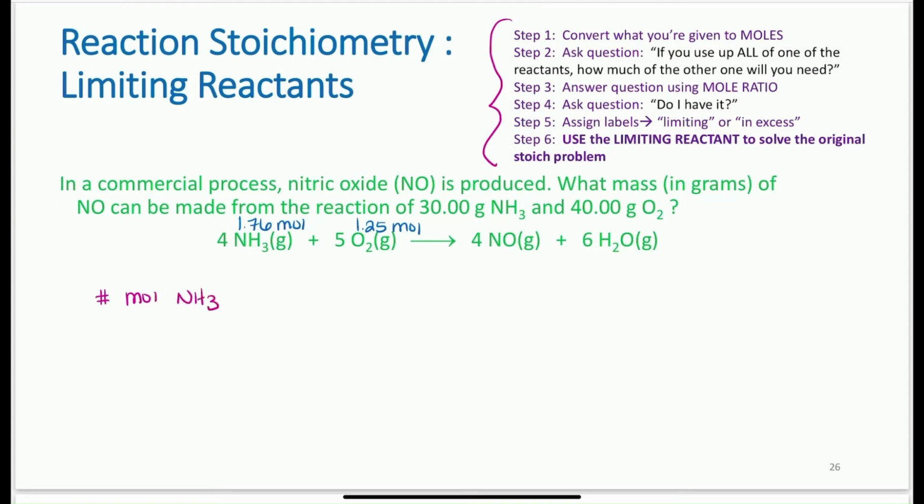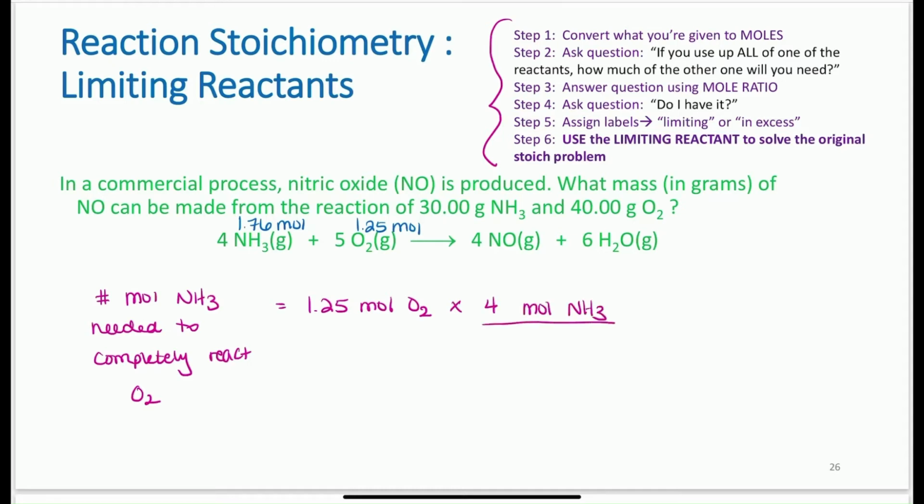So number of moles of NH3 needed to completely react the O2. I know I have 1.25 moles of O2. How many moles of NH3 does it require to completely react all of this O2? I see the ratio is 4 moles of NH3 to 5 moles of O2. This gives me 1.00 moles of NH3.